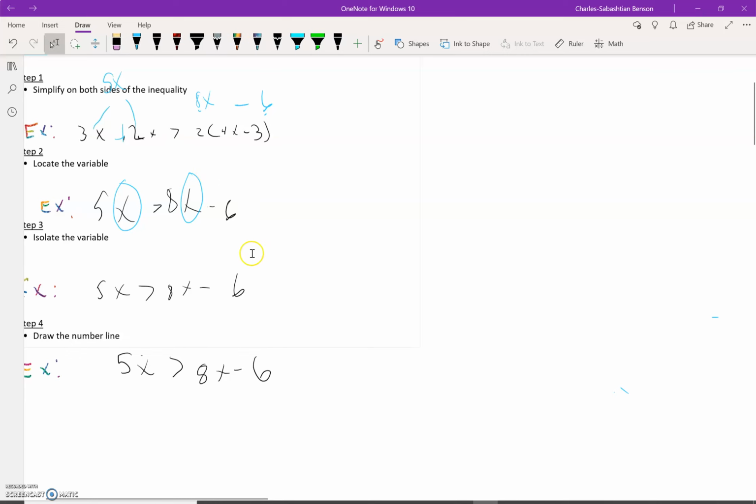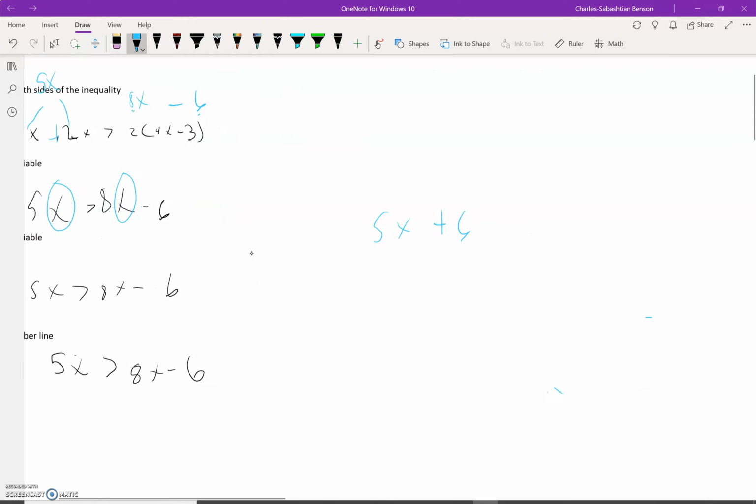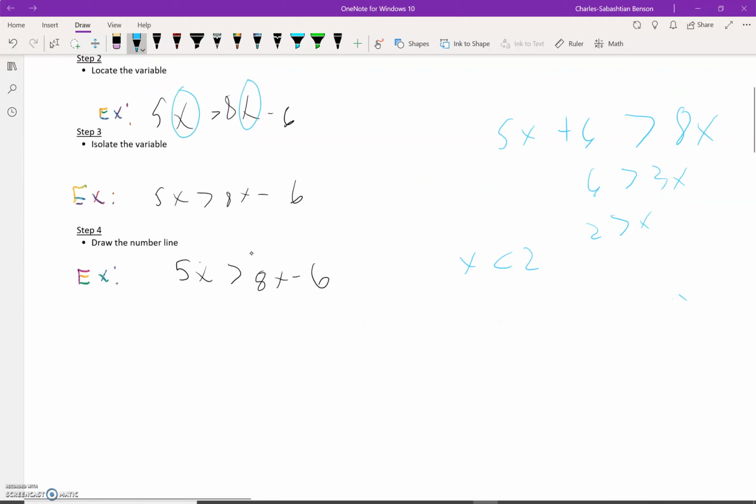Now, the big chunk of work, isolate the variable. So here we go. We'll add 6 on both sides, which will be 5x plus 6 is greater than 8x. And then we will subtract the 5x, which will be 6 is greater than 3x. Then we will divide, and that'll give us 2 is greater than x. And let's just flip that around. X is less than 2.